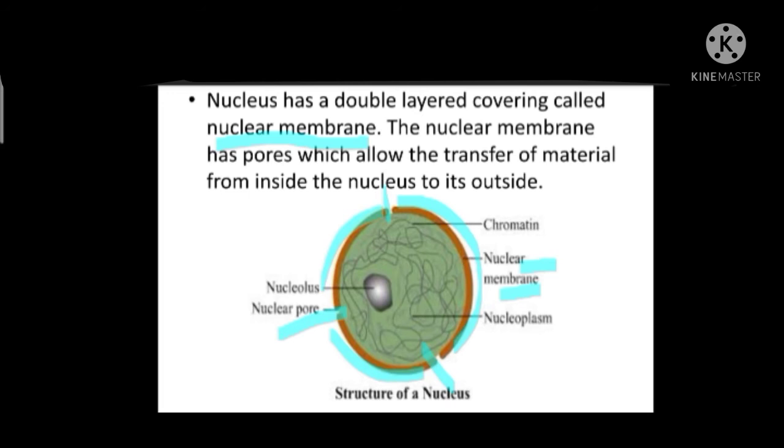Now, within the nuclear membrane, that is inner to the nuclear membrane, a matrix will be present, a fluid material will be present inside the nucleus, and that is called the nucleoplasm. The fluid which is present inside the cell, we call cytoplasm. In the same way, the fluid which is present inside the nucleus is called nucleoplasm.